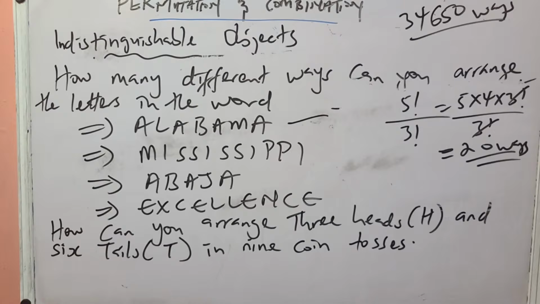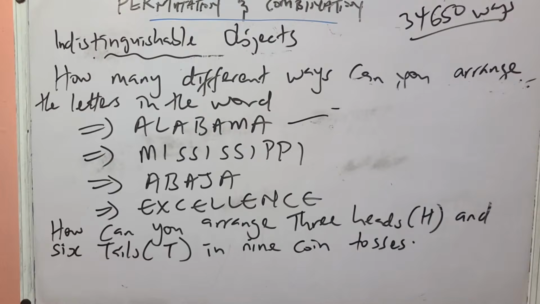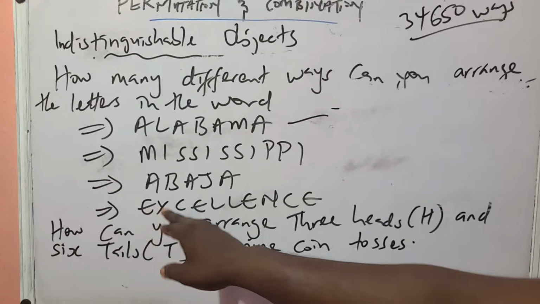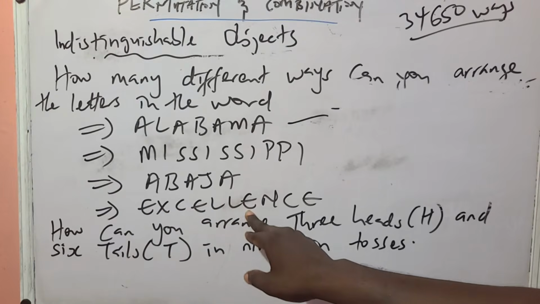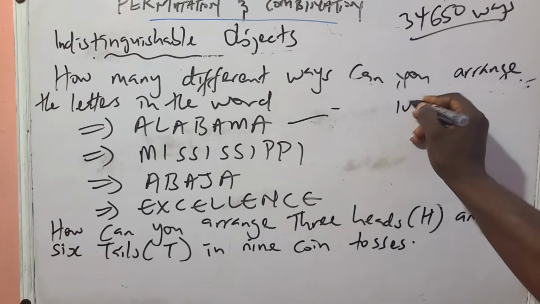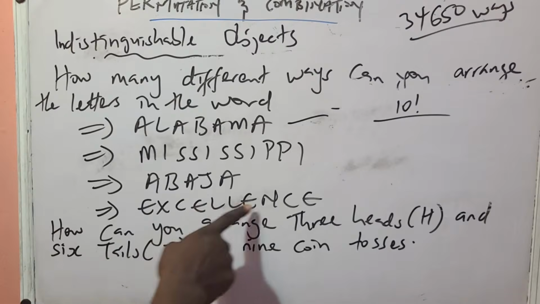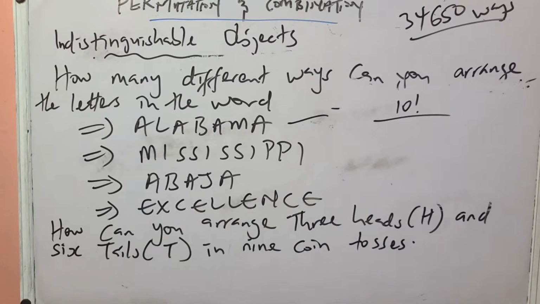And the last but not the least, we have excellence. How many letters do we have in the word excellence? We have 1, 2, 3, 4, 5, 6, 7, 8, 9, 10. So we have 10 factorial. But of course, we cannot leave it at 10 factorial because we have some indistinguishable objects. So we go on to identify those. E happens 1, 2, 3, 4 times. So we divide by 4 factorial.